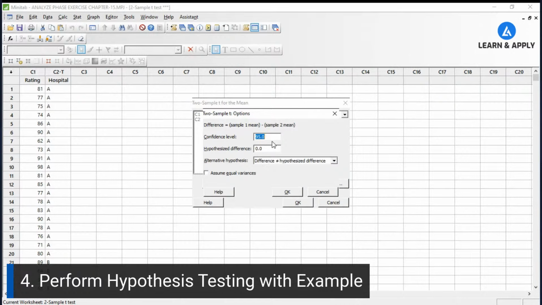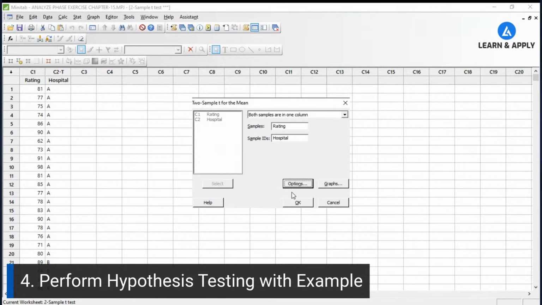After that, we need to mention the options. Here we can mention the confidence level, 95%, which is available there. Hypothesized difference is 0. And after that, we can select which alternative hypothesis we are interested in, whether it's not equal to, less than, or greater than. We can select not equal to. For assume equal variances, we can select it if you're assuming that variances are equal. So let's keep it blank and click OK.